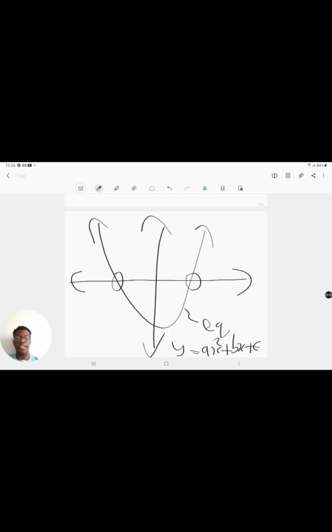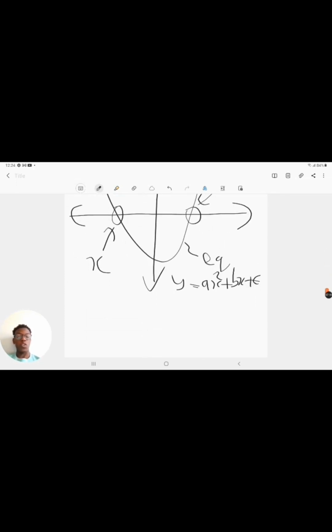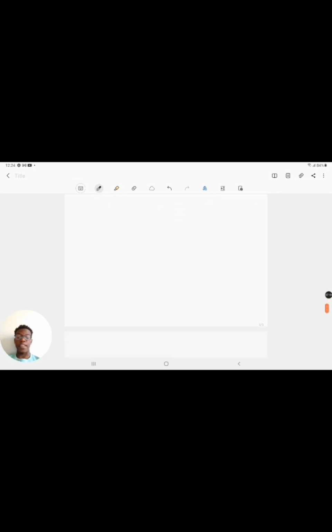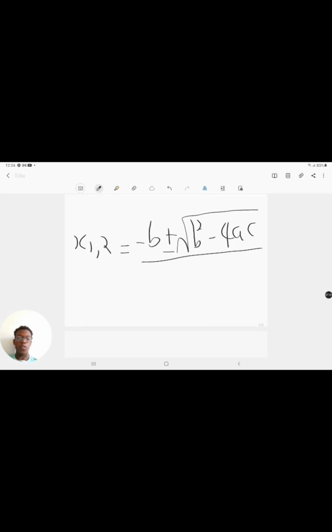How do you go about finding the x-intercepts of a quadratic function or a quadratic expression? How do you find the values of x? How do you find these two values of x for which your y is equal to 0? Well, you will agree with me, and you will know from grade 11 and grade 10 that you can use the quadratic formula. Where you can find x1 and x2, is equal to minus b plus minus the square root of b squared minus 4ac all over 2a.